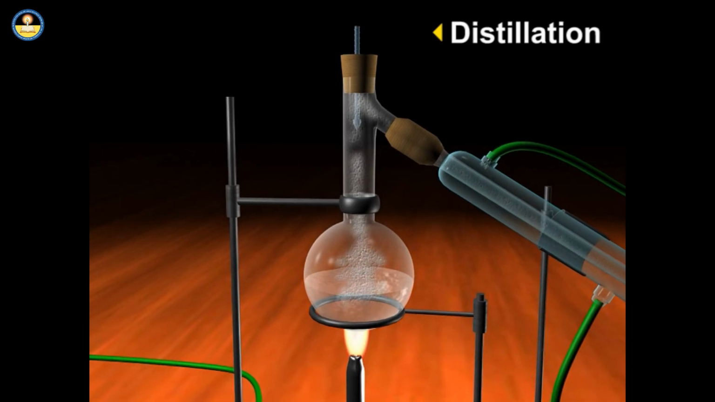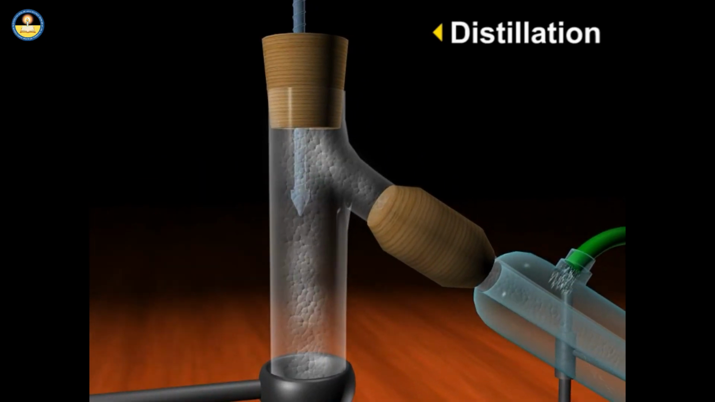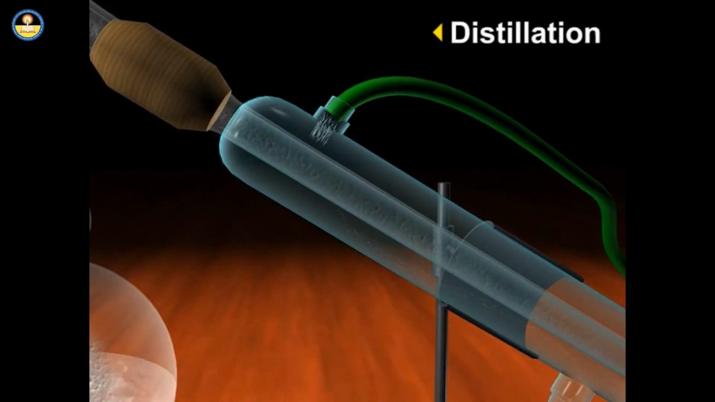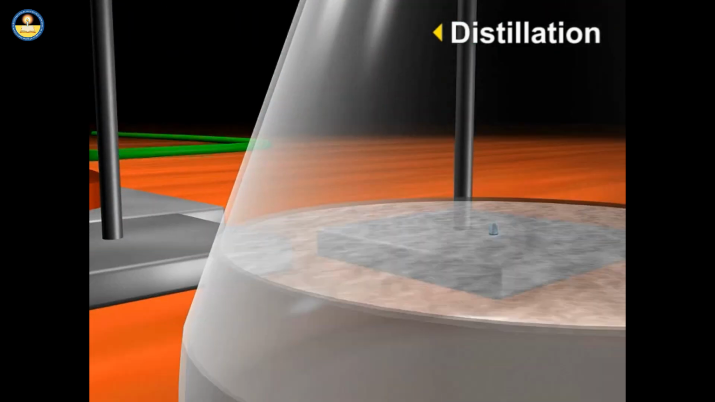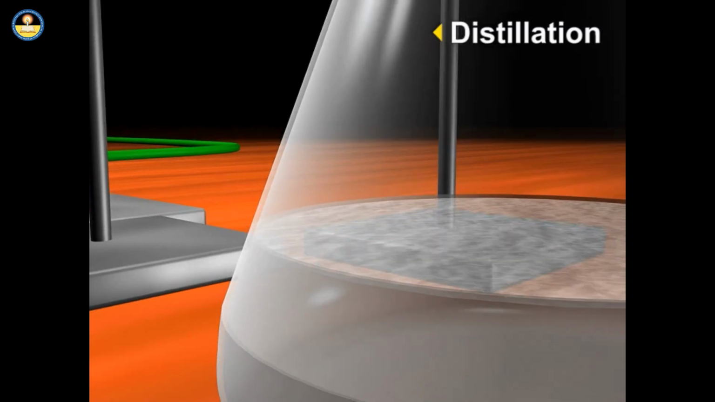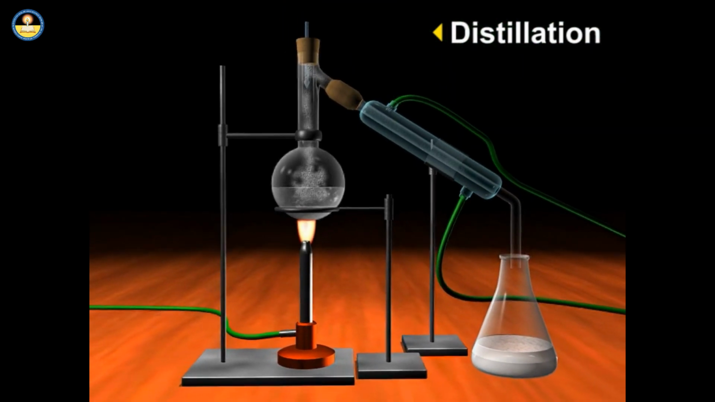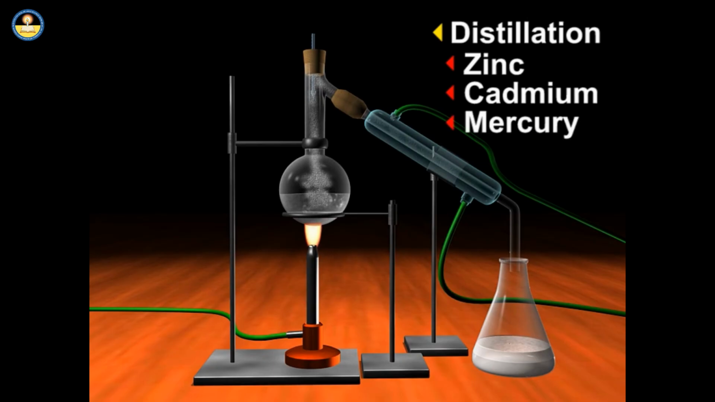Impure zinc is heated in a retort to such a temperature that zinc metal is vaporized. The vapors are then condensed in a receiver to get pure zinc metal. The impurities do not get vaporized and are left behind in the retort. Metals having low boiling points are purified by this method. Zinc, cadmium and mercury form vapors very easily. Hence, these are purified by this method.